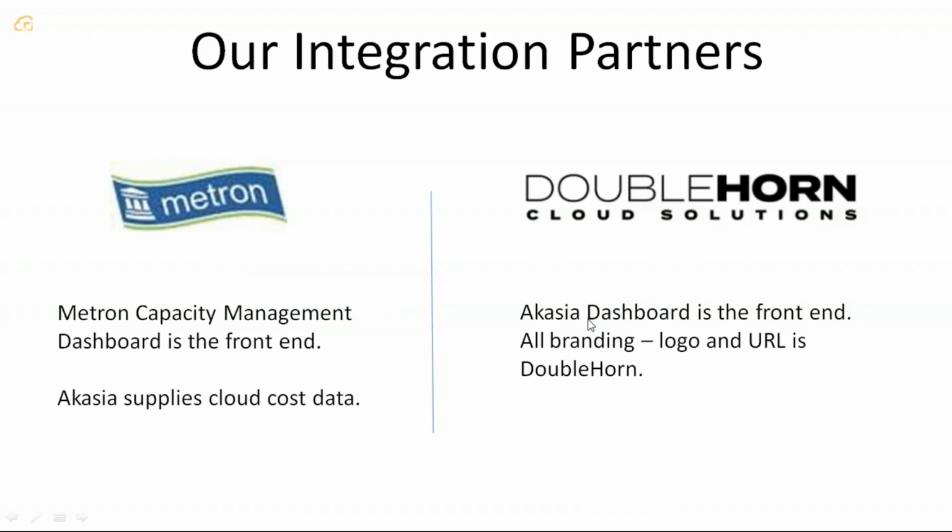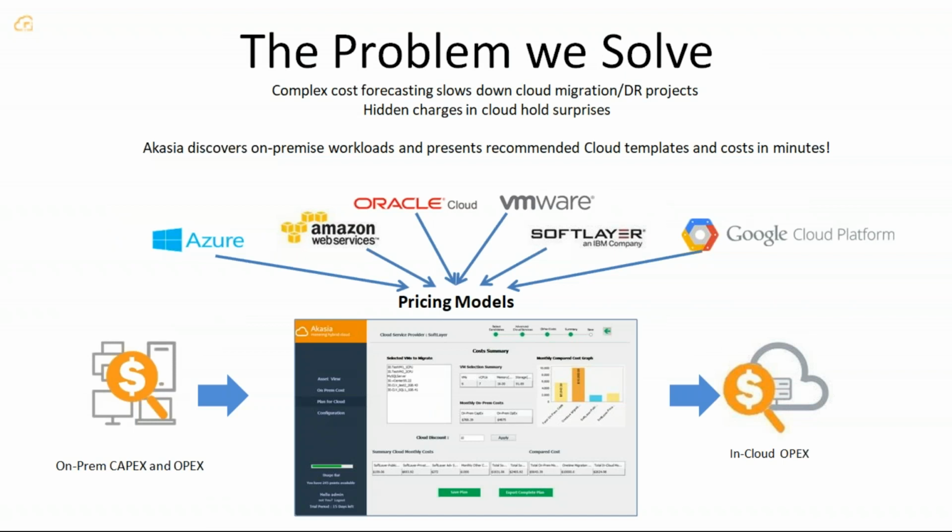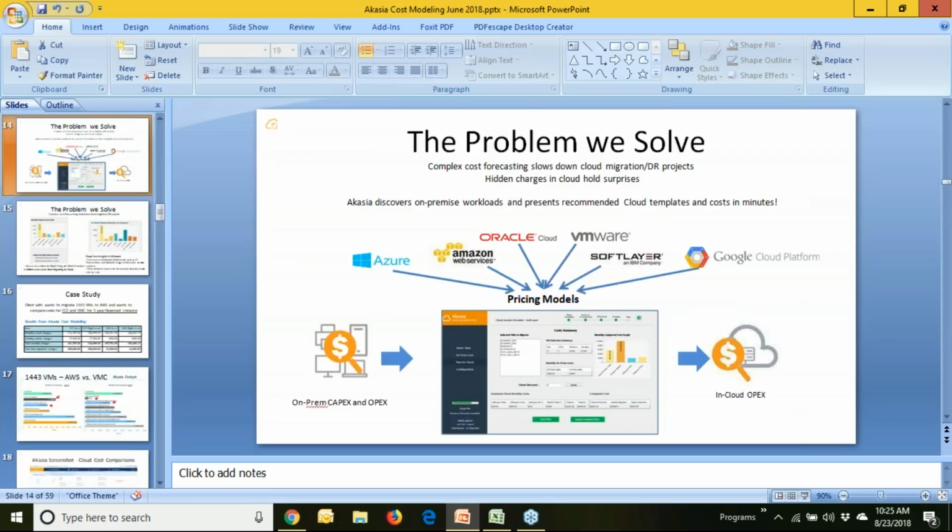In addition, we are able to white label our products. So one example is Double Horn, where we've swapped out our branding for their branding. And so it's quite easy for us to also white label as well. So with that, I'm going to now jump into our demo.